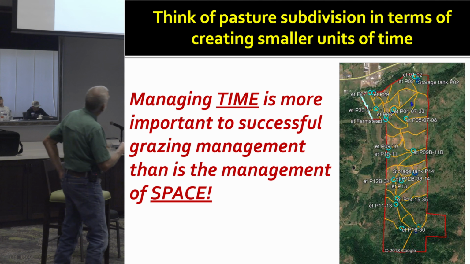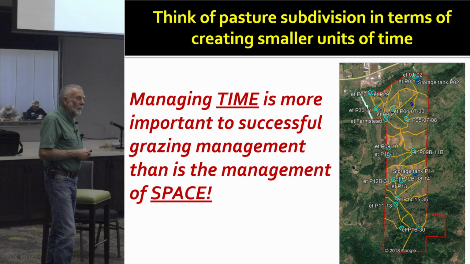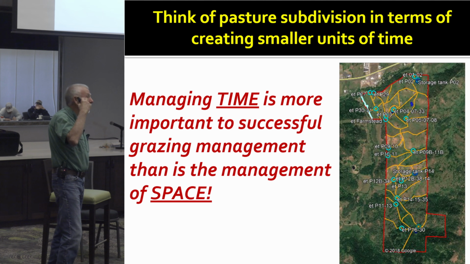And I'll generally point out of this, when we think about splitting up a pasture into smaller and smaller units, what you really need to be thinking is, I'm creating smaller increments of time. How do I create smaller increments of time?